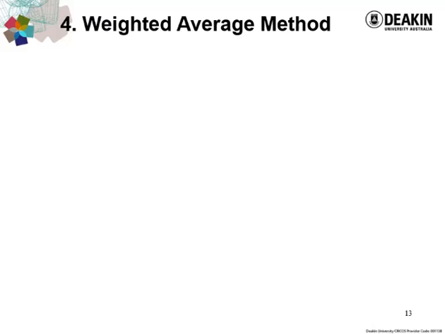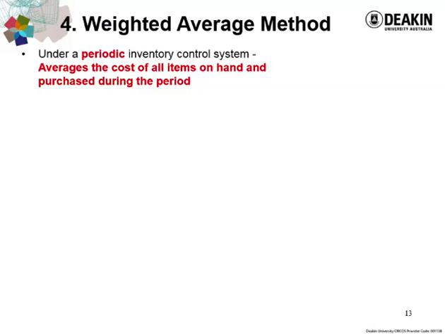The fourth assumption is weighted average. Under this method, we will average the unit cost of the inventory, and this method does not match with physical flow. The calculation for weighted average depends on whether we use a perpetual or periodic method. If we use a periodic method, weighted average is calculated as total cost of goods available for sale, and we have actually mentioned cost of goods available for sale equals opening inventory plus purchases, and we divide it by the total number of units available for sale for a period.